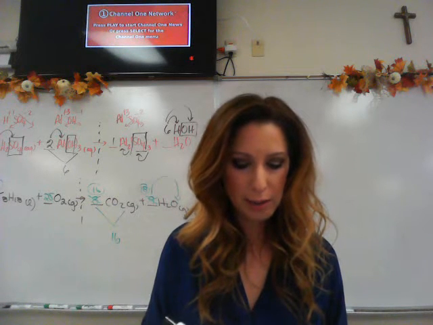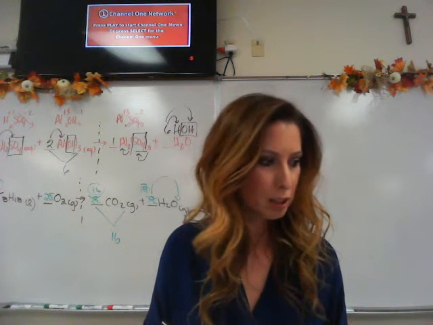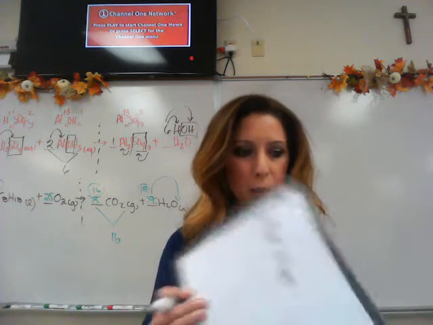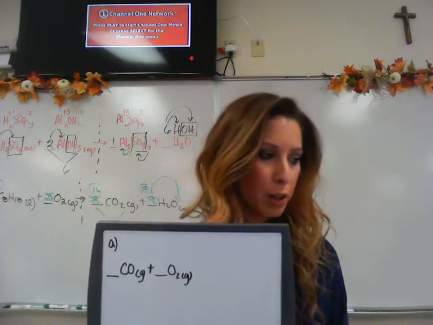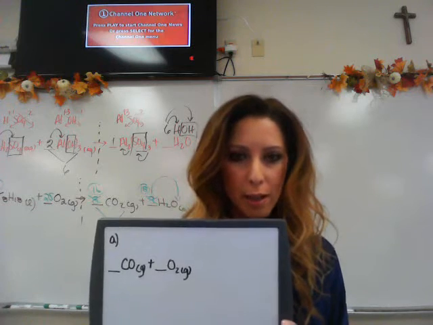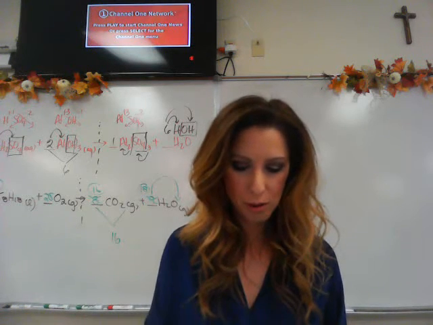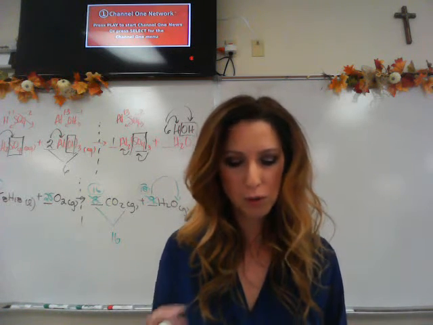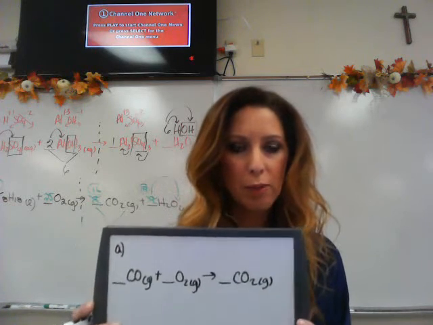Oxygen is supposed to be highlighted on the periodic table because it is a diatomic element, so you have to write a subscript 2 after it when it's pure. You're producing carbon dioxide gas, so we write an arrow and then we put CO2 with a little g after it. Now, we have to balance it.